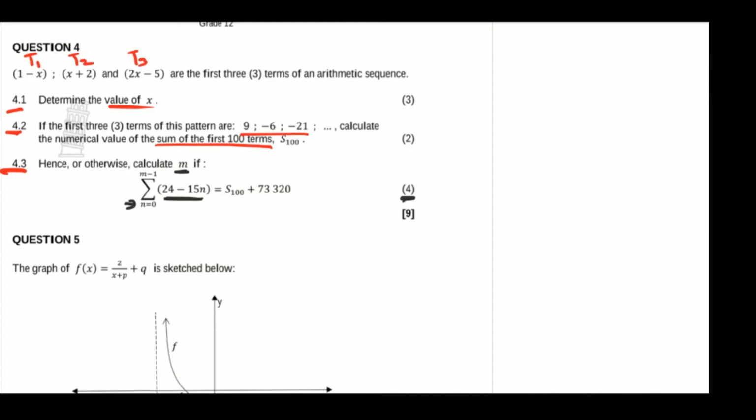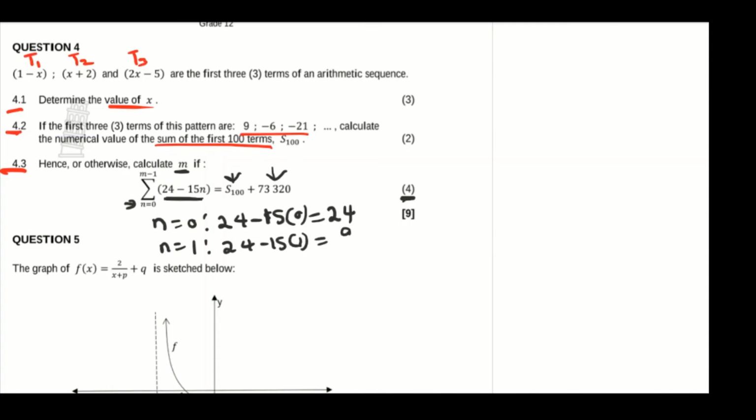So you can see that n starts at 0, right? And we're having a sum of 100, which is the answer that we got in the previous question. So let's first find the first 3 terms of this sum on the left hand side. When n is equal to 0, it's 24 minus 15 into 0. So basically it's 24. That's the first term. When n is equal to 1, it's 24 minus 15 into 1, right? So it's going to be 9.